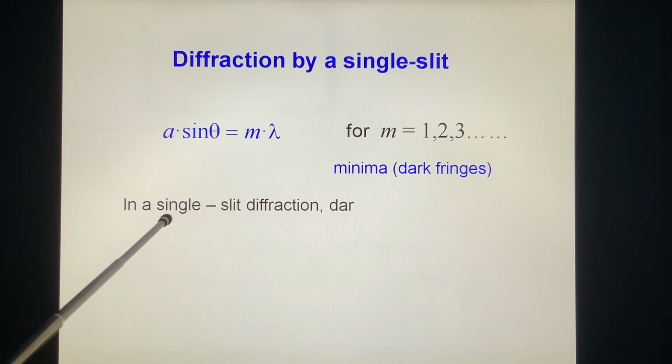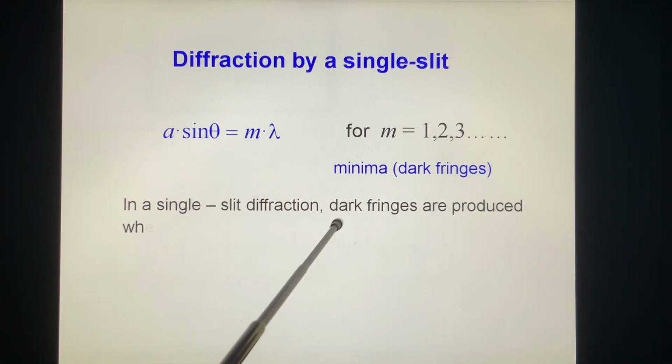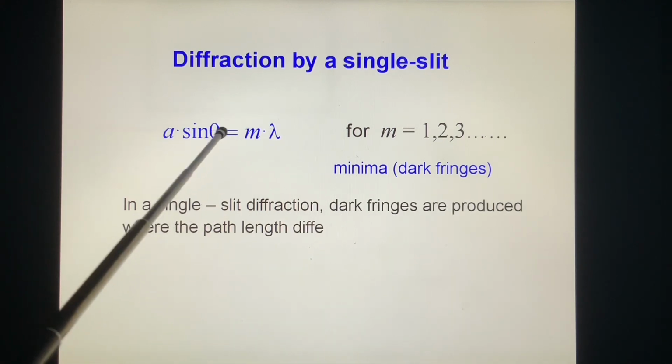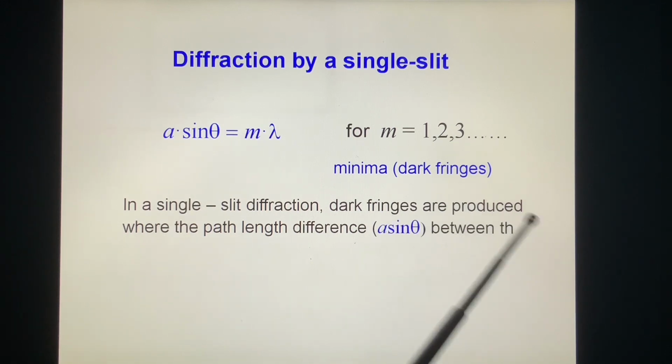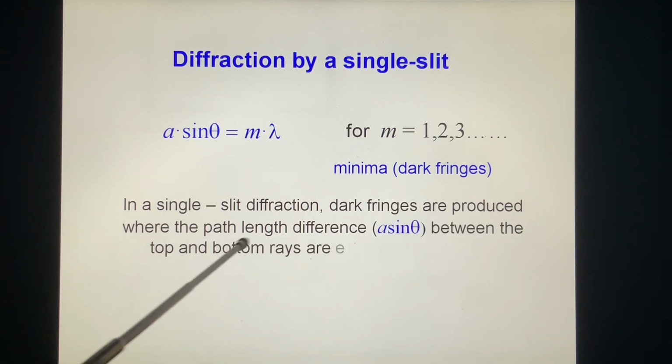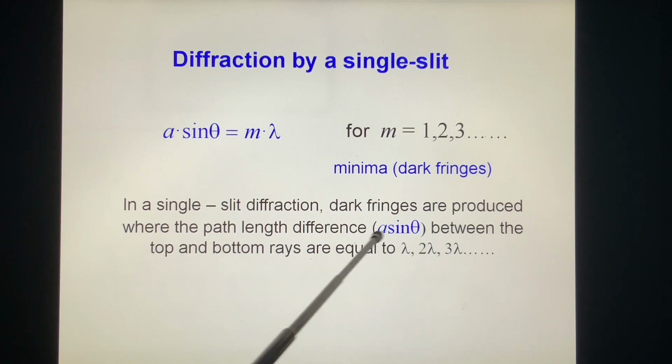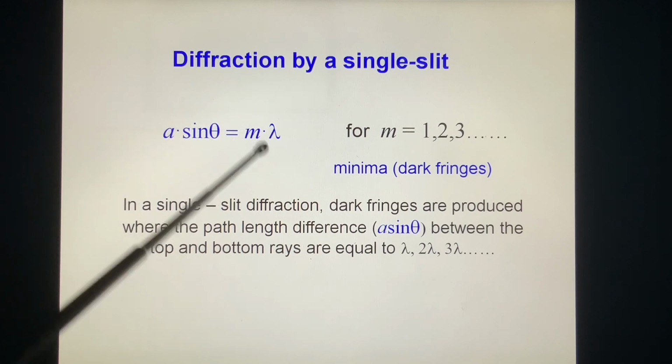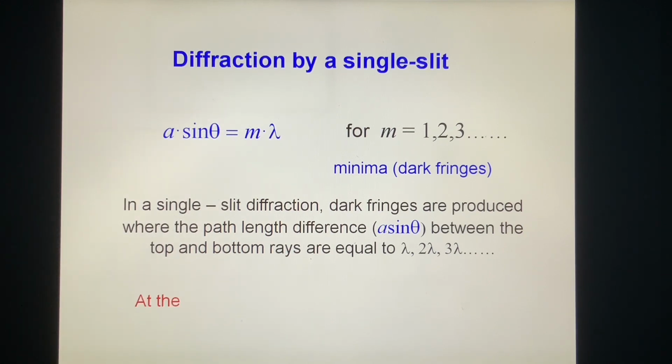In a single slit diffraction, dark fringes are produced where the path length difference, a sine theta, between the top and the bottom rays is equal to lambda, 2 lambda, 3 lambda. And at the center where theta equals 0, it is always maximum.